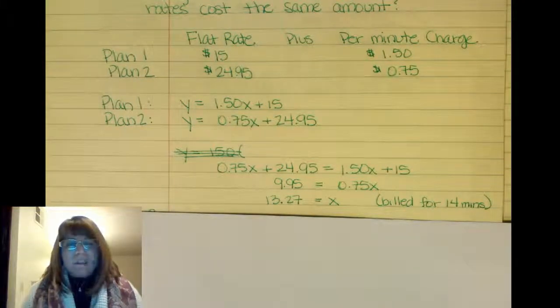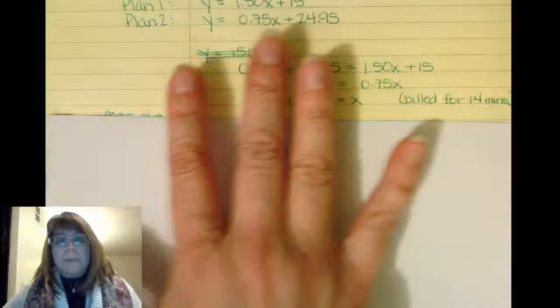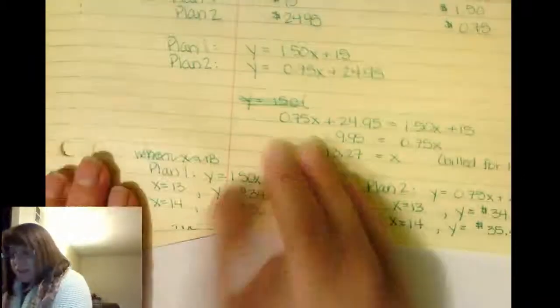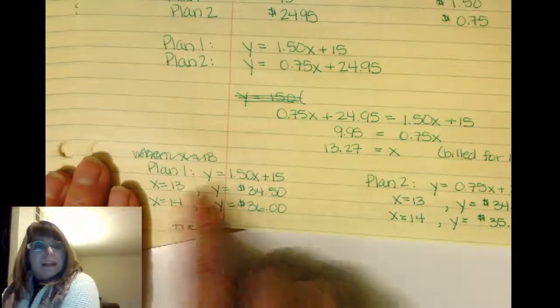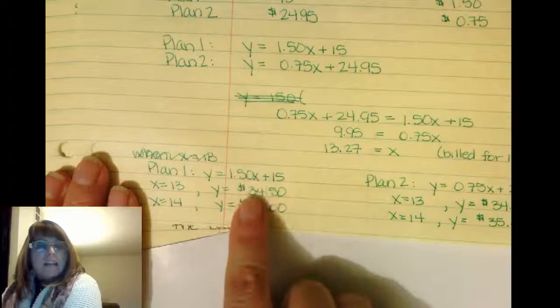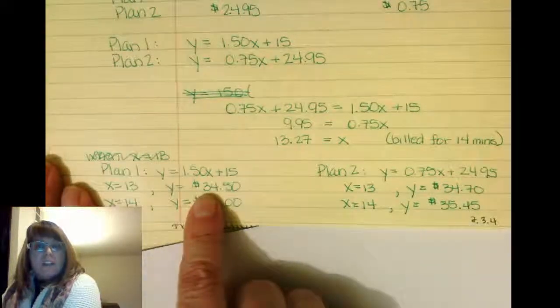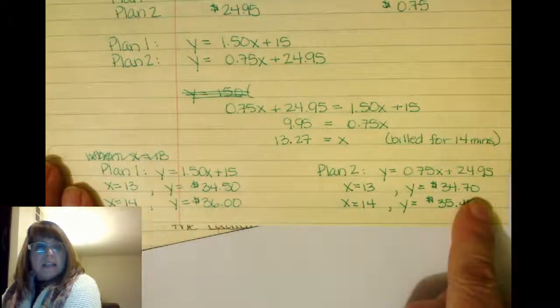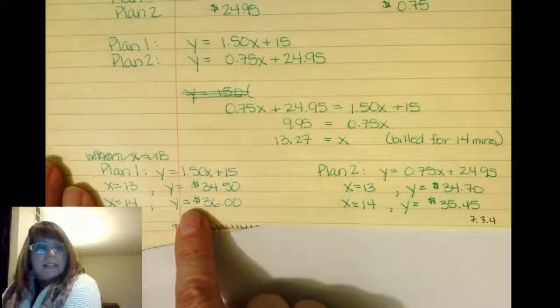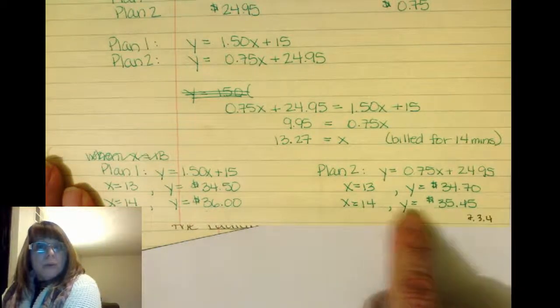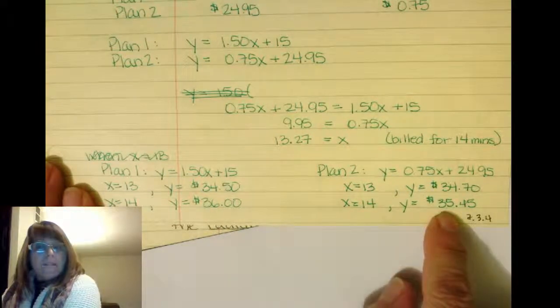So how does that help me? Well, here's how it helps me. For plan 1, at 13 minutes, if I plug in 13, it's going to cost me $34.50. For plan 2, it's going to cost me $34.70. At 14 minutes, plan 1 will cost me $36, and plan 2 will cost me $35.45.